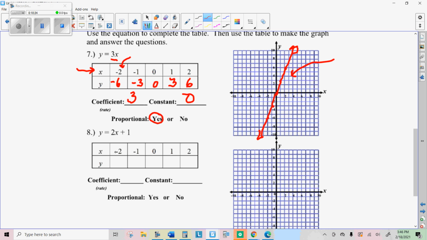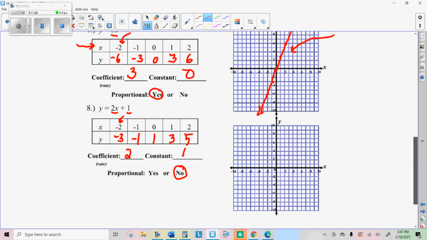All right, for this one, we have to multiply x by 2 and then add 1. So we're going to do negative 2 times 2, which is negative 4, plus 1 is negative 3. 2 times negative 1 is negative 2, plus 1 is negative 1. 2 times 0 is 0, plus 1 is 1. 2 times 1 is 2, plus 1 is 3. 2 times 2 is 4, plus 1 is 5. The coefficient is 2. The constant is 1. Since the constant is not 0, it's not going to be proportional.